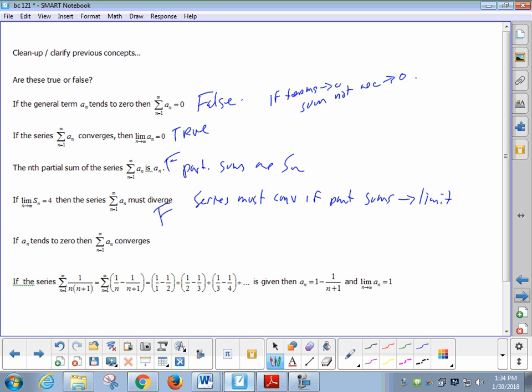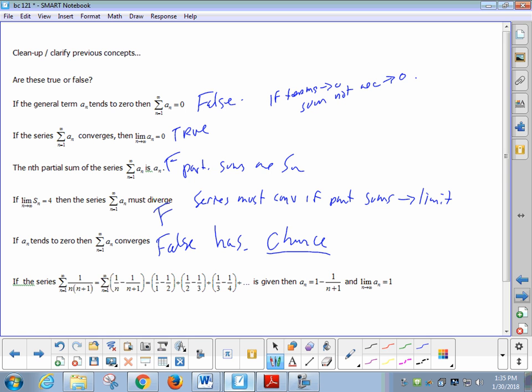Okay? If the terms tend to 0, the series converges. True? False? Doesn't have to. It could converge. Doesn't have to converge. False. It has a chance of converging. Doesn't have to converge.